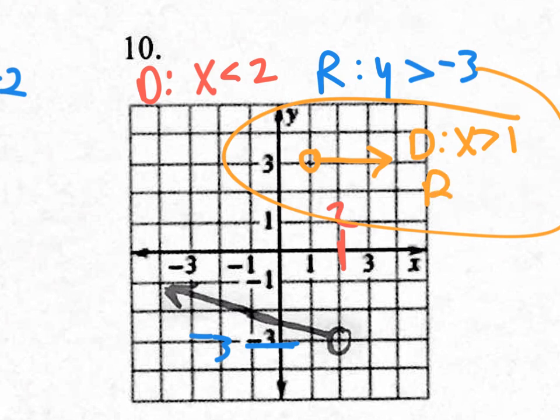How about the range of this guy? Now I'm talking about y values. So y values are up and down. Does this thing ever go up or down, or does it always stay at the y value of 3? Always stays at the y value of 3, so that would be y equals 3. So sometimes you just have one single value for it.